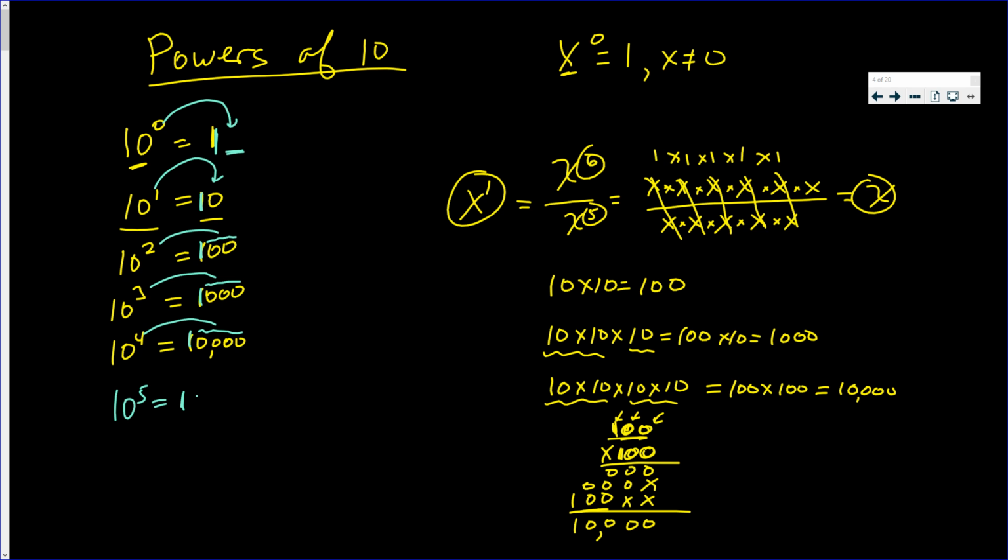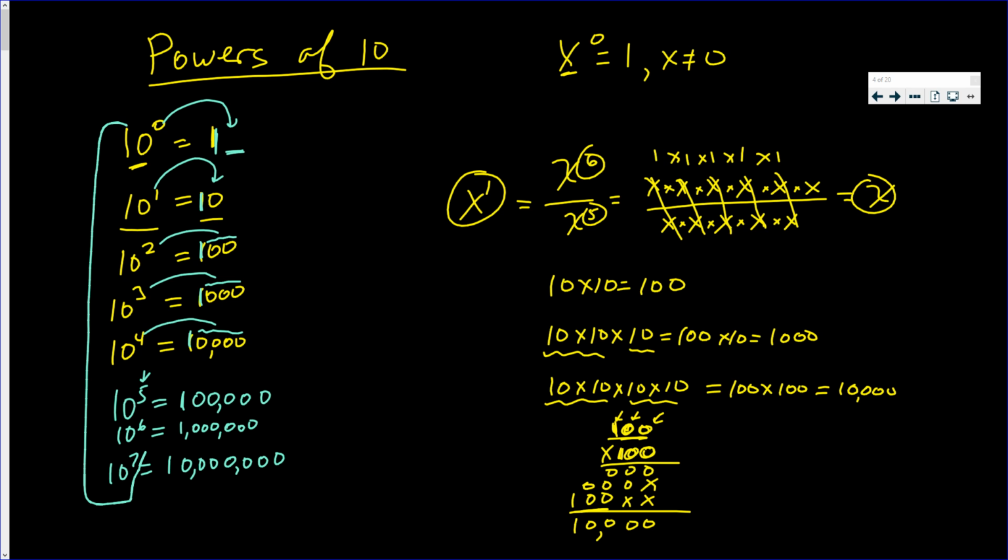10 to the 5th is 1, followed by 5 zeros. 1, 2, 3, 4, 5. It's 100 thousands. 100,000. 10 to the 7 will be 1, followed by 7 zeros. 4, 5, 6, 7. Looks to me like 10 million. And just for completeness, 10 to the 6 is 1, followed by 6 zeros, which is going to be 1 million. Okay, so we're experts now at knowing how to write down 10 to a power, 10 to an integer.